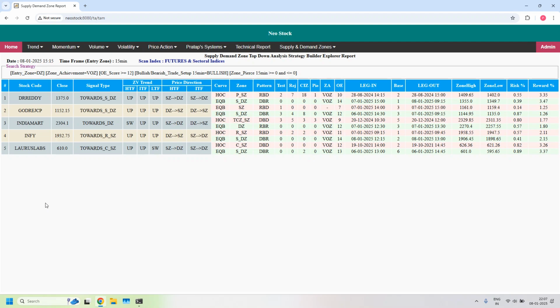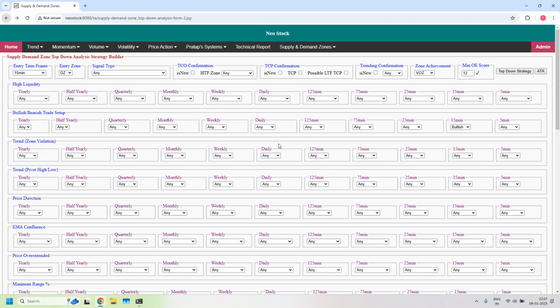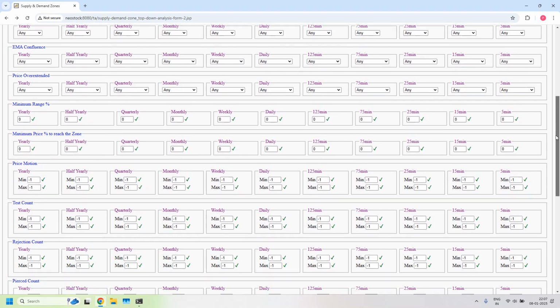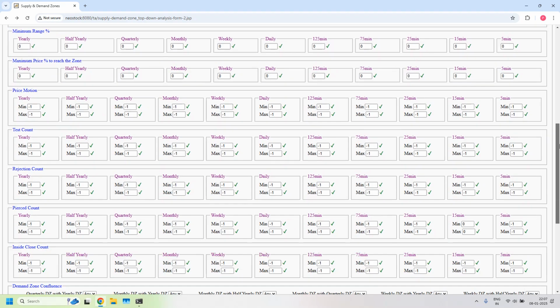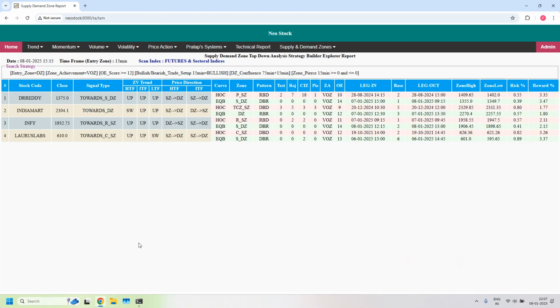Out of these 5, there could be some high probability stocks. First filter is LTF and ITF demand zone confluence. Let us filter. That is, the 15 minutes demand zone with 75 minutes demand zone confluence filter is enabled. With this, out of 5, 4 stocks are filtered. In these 4, these 15 minutes demand zones are part of the 75 minutes demand zone, and 75 minutes trend is up in all these stocks.